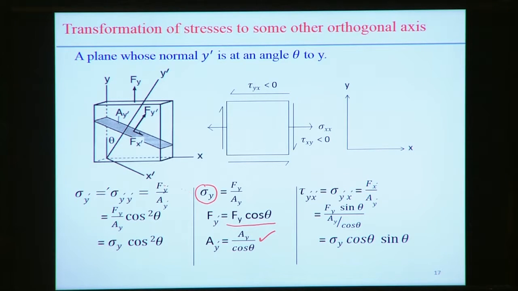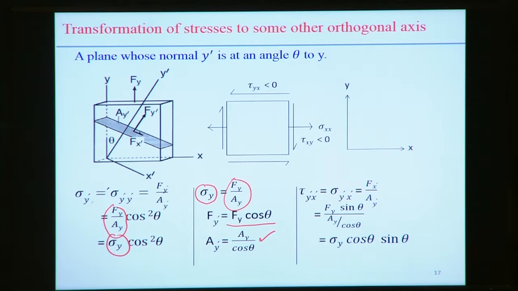So if we put Fy dot here, Fy cos theta divided by Ay by cos theta, we find Fy by Ay cos square theta, and Fy by Ay we already defined, that is sigma y, the reference to the initial position. So sigma y cos square theta. Geometrically, it is possible to transform from one component of the force to the new stress value, defined with respect to the y dot axis, in terms of the y axis and the angular relationship between y and y dot in terms of theta. So this is the expression.